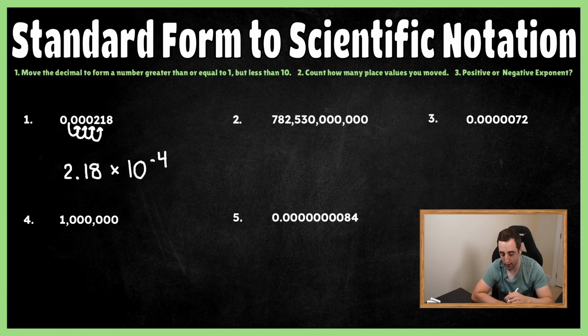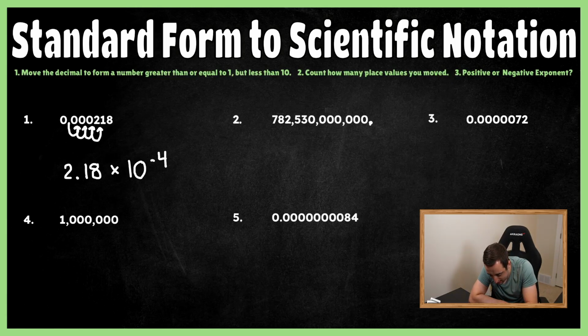Now let's go ahead and take a look at number 2. So we have 782 billion, and we need to make a number out of this that is greater than or equal to 1, but less than 10. But this time around, I don't even see a decimal point. If you don't see a decimal point, it's always at the end of the number. So now that we know that information, let's go ahead and get a number that's between 1 and 10, or greater than or equal to 1, but less than 10.